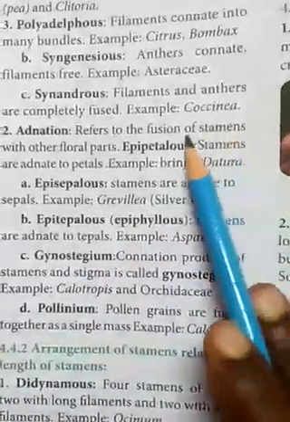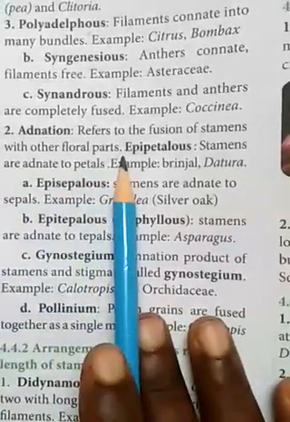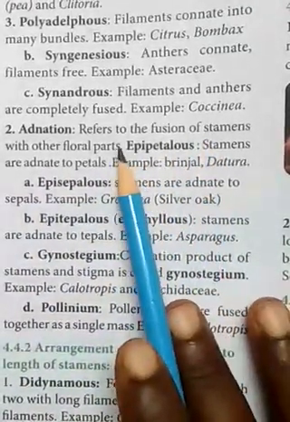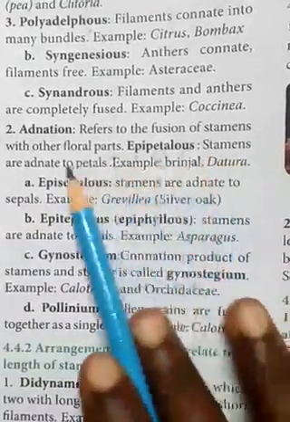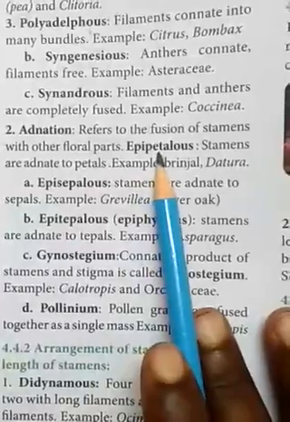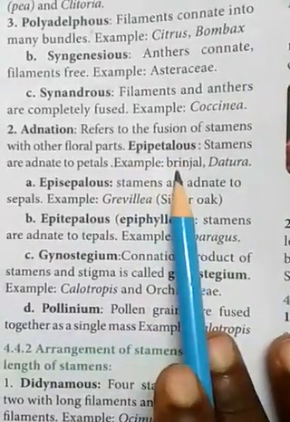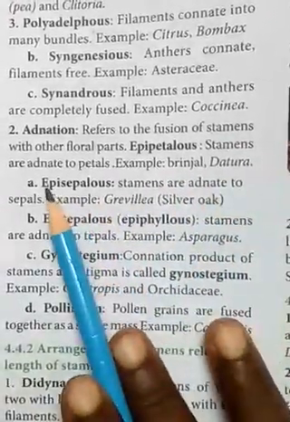Next is the adnation type. Adnation refers to the fusion of the stamens with other floral parts. The stamens are attached to other floral parts. Epipetals, when the stamens are adnate to the petals, attached to the petals, then we call it epipetals. This you can find here in brinjal, the Datura you can find here.